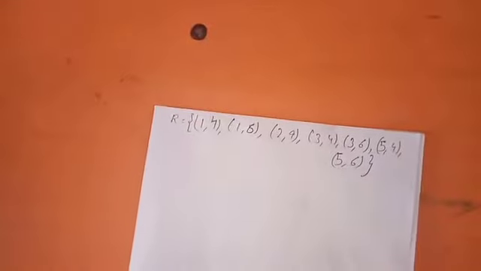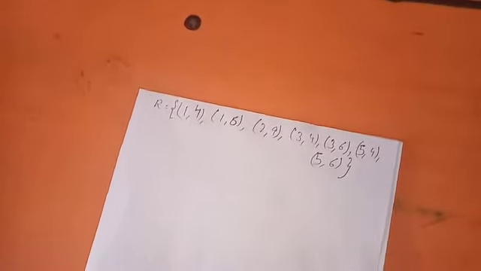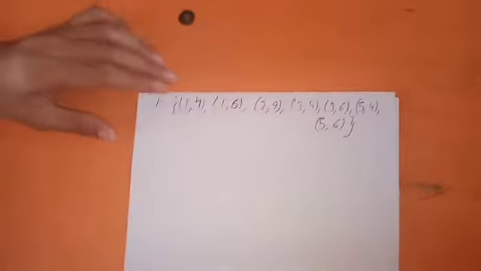Now in question number 4 you have to make the relation yourself. They have given arrow diagrams, and using those arrow diagrams you will make a relation on your own. So first of all you can construct that. It is our question number 4.